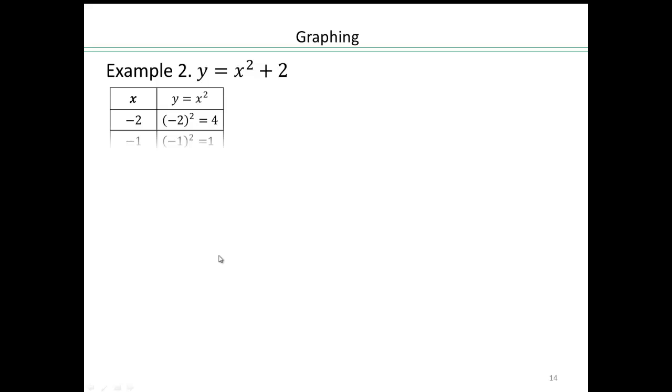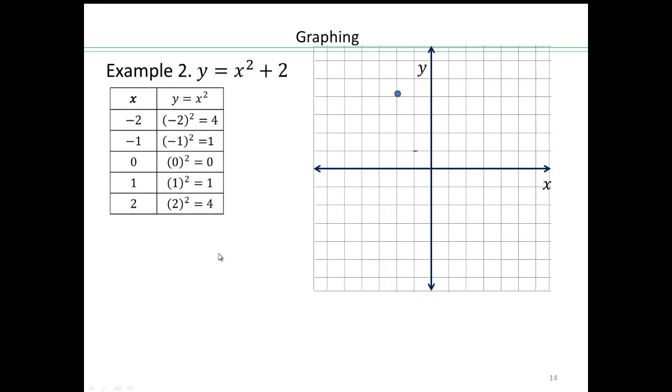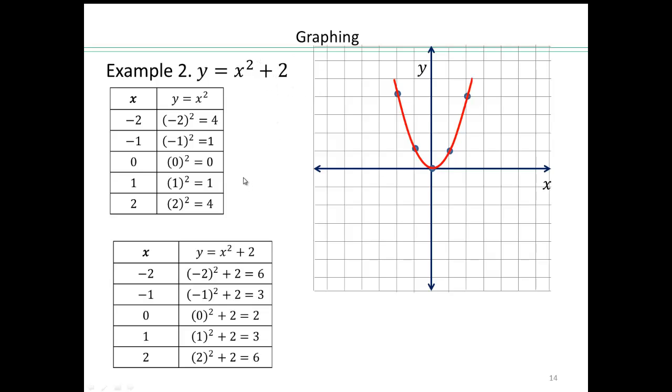x squared plus 2. So you have your original x squared graph. And now what? You're going to go what? Good, 2 up. So everything is 2 up. You can see that here. So the graph just moves 2 up.